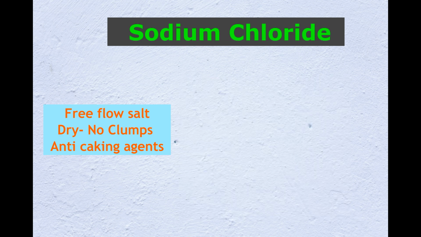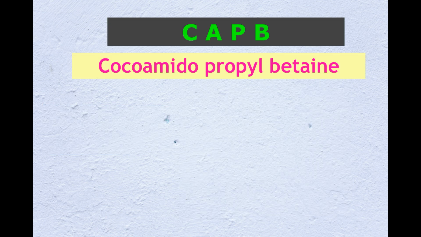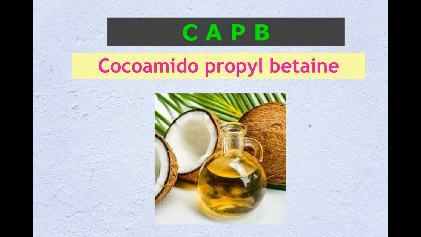That's all. Next, CAPB. Full name is cocoamidopropyl betaine. The advantage is it is naturally derived from coconut, so it is a natural derivative.